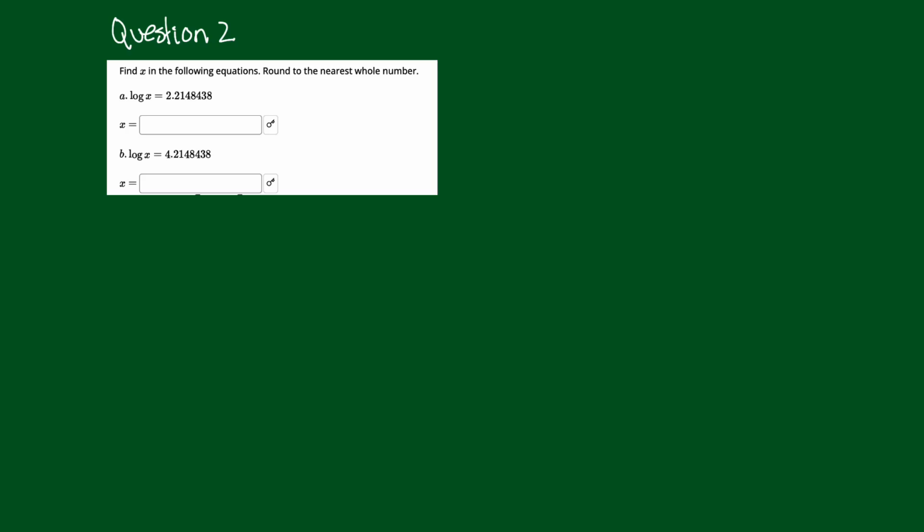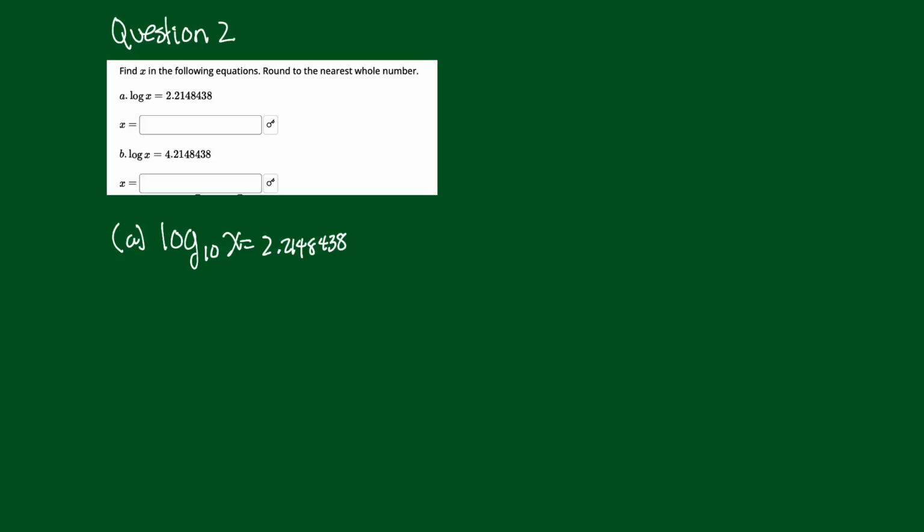Question 3 asks us to find the value of x in both of these statements here. Now, let's do part A, and then we'll see what part B is going to look like. Part A says this, log, now there's no base. I'm going to write the base. Log base 10 of x is equal to 2.2148438. Now, what we're looking for is the value of x. Log base 10 of what number gives us this?